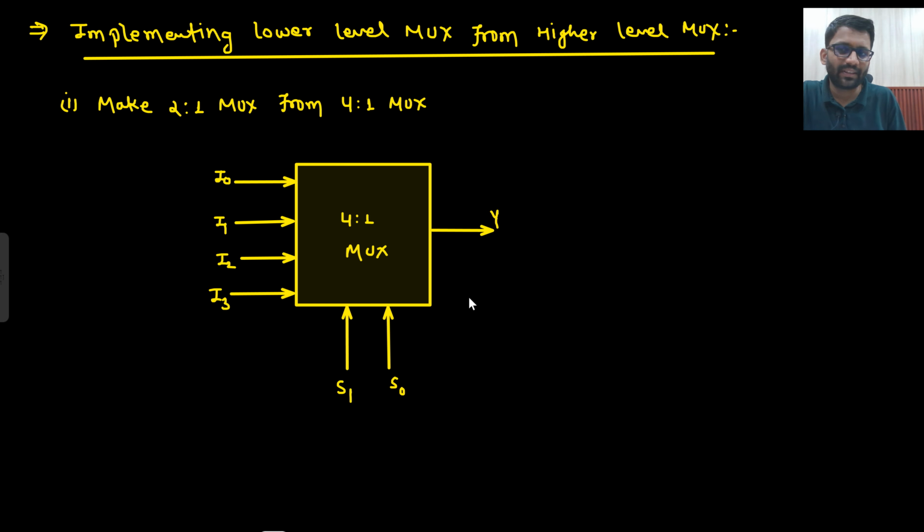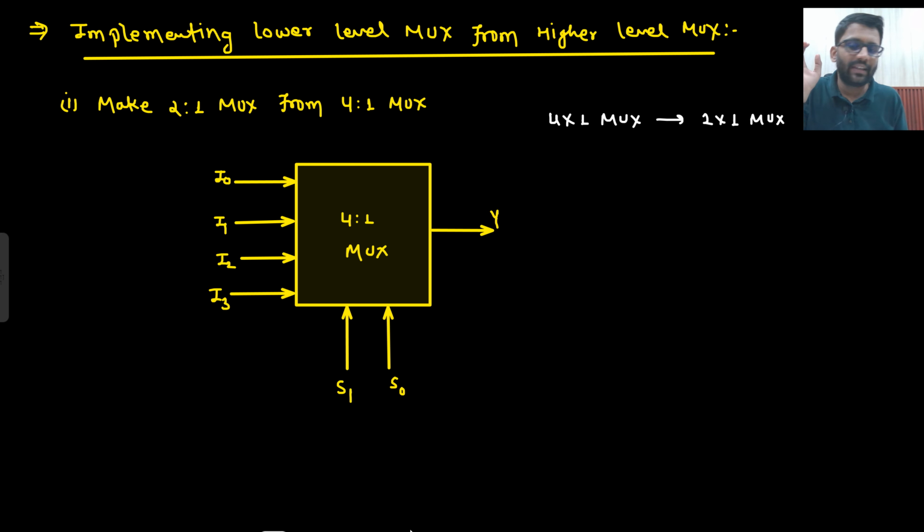It is a very simple thing: you need to make a 2 cross 1 mux from a 4 cross 1. So this is given. The question is not that you need to make 4 cross 1 from 2 cross 1. You need to make 2 cross 1 from 4 cross 1. So you have 4 cross 1 and you need to go to 2 cross 1. This is the question.